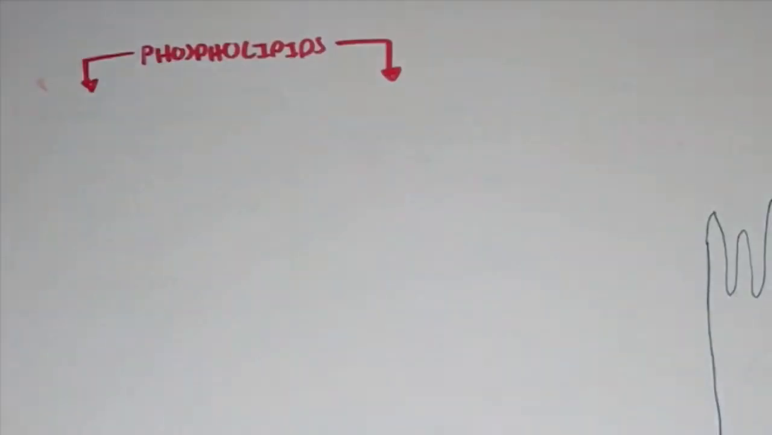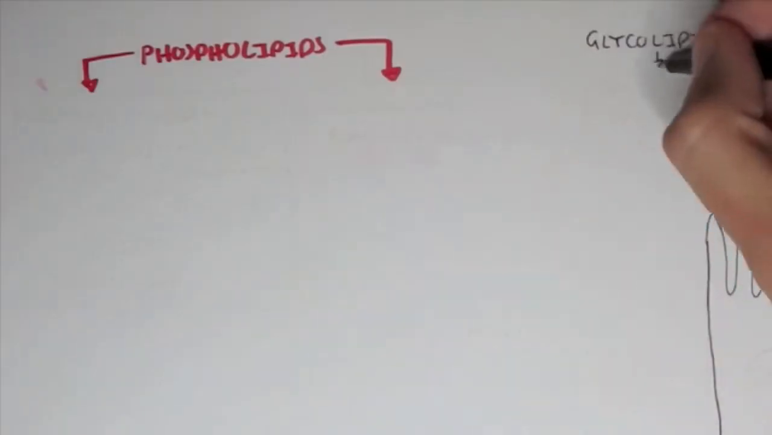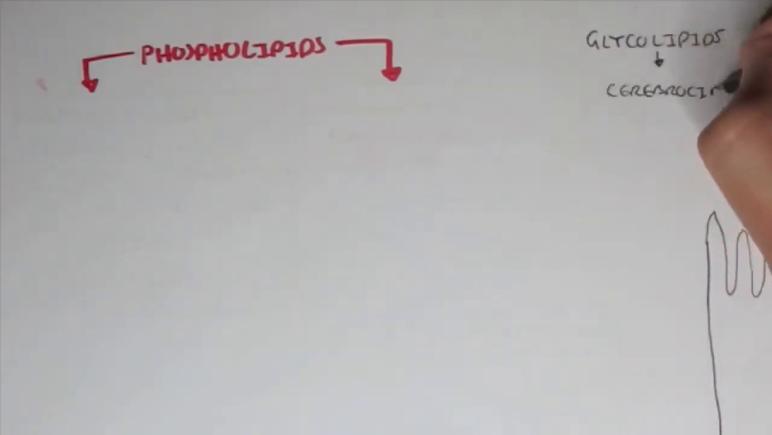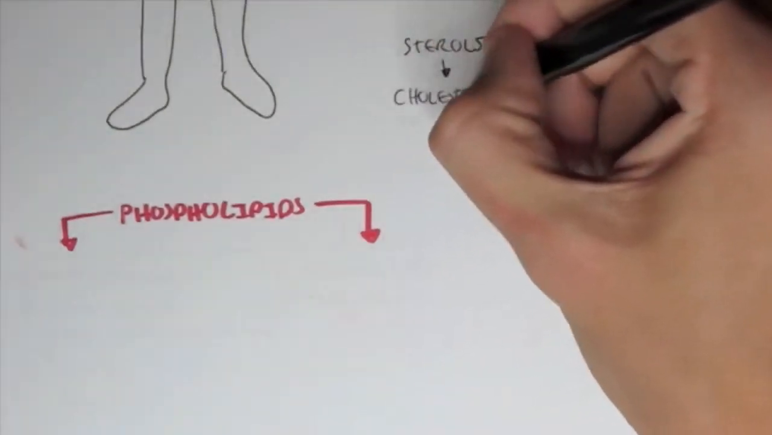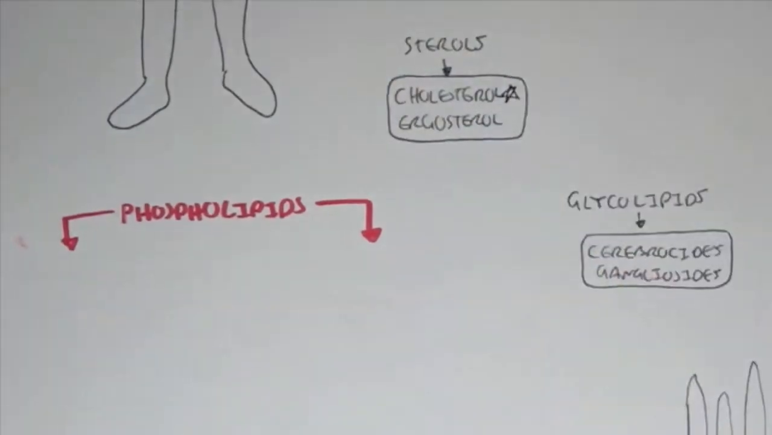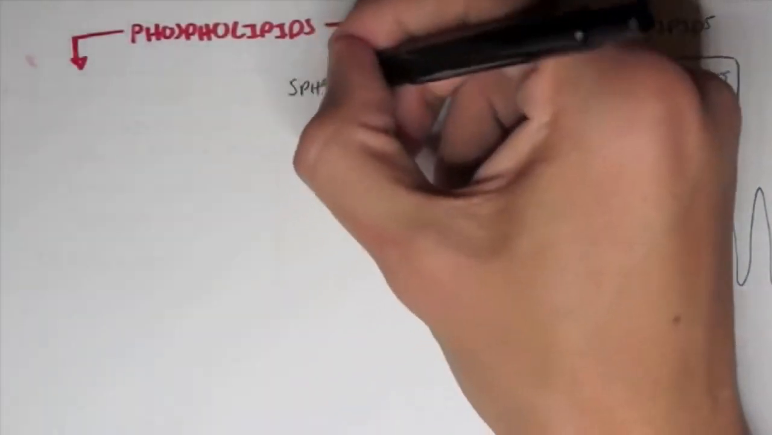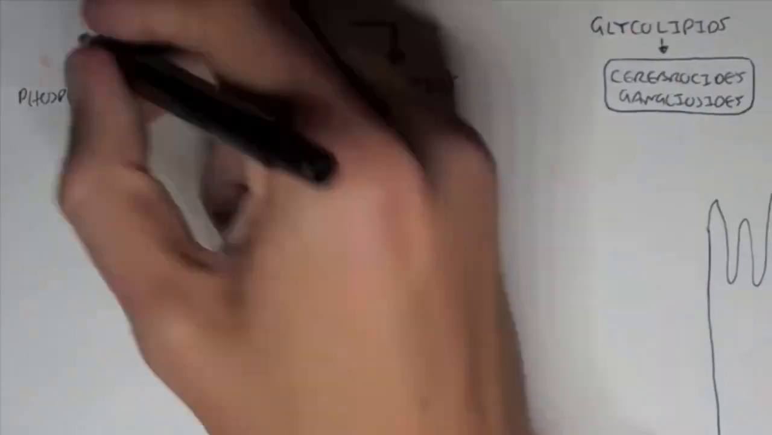Let's go back to the different types of the lipid membranes. We have the phospholipids, remember, and the glycolipids. Glycolipids are cerebrosides and gangliosides. And then we have also the sterols, composed of cholesterol, which we're about to look into later. The phospholipids are composed of the sphingolipids and the phosphoglycerides.